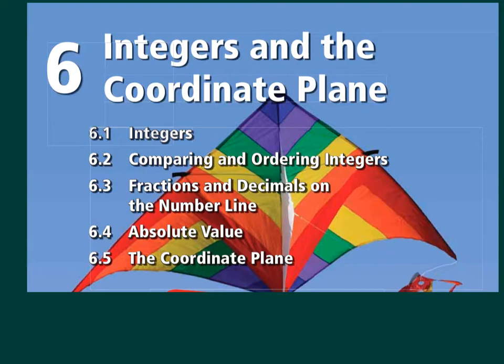6.1 is talking about integers, and that's the set of all positive and negative counting numbers. Then we're going to be comparing and ordering integers, again dealing with negatives and positives. You should be pretty good on understanding where they are on a number line. Fractions and decimals on a number line. In other words, we're going to be talking about the set of real numbers or rational numbers on a number line. Things that aren't integers but are still numbers that we deal with on a regular basis. Absolute value, and then we're going to finish up the chapter with dealing with the coordinate plane.